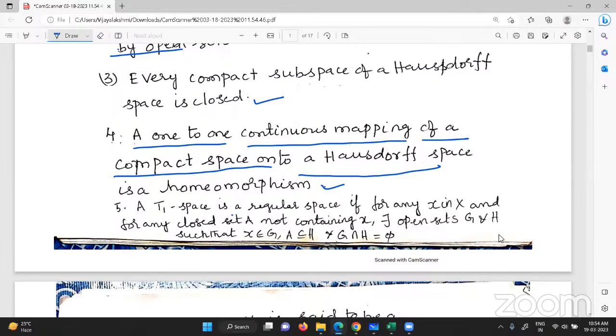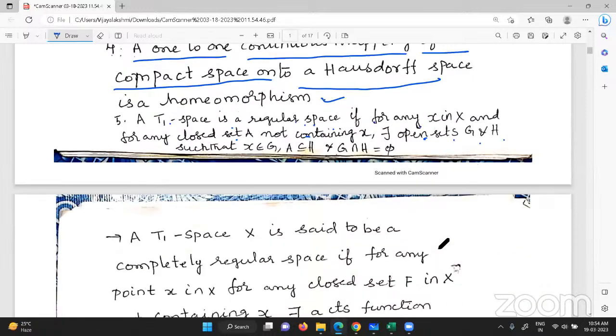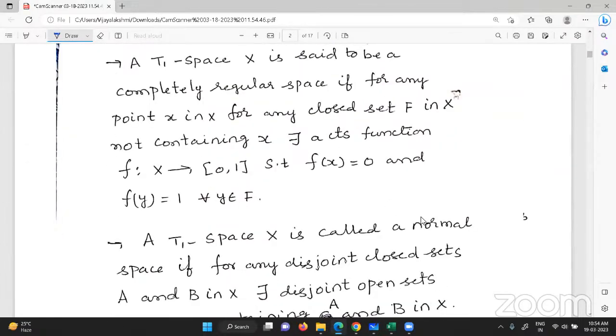A T1 space is a regular space. All this I have explained in the last class. A T1 space is a regular space if for any x in X and for any closed set A not containing x, there exist open sets G and H such that x belongs to G, A is a subset of H, and G intersection H is empty. Next. All of you, are you able to find the distinction between a regular space, T1 space, Hausdorff space? Any doubt?